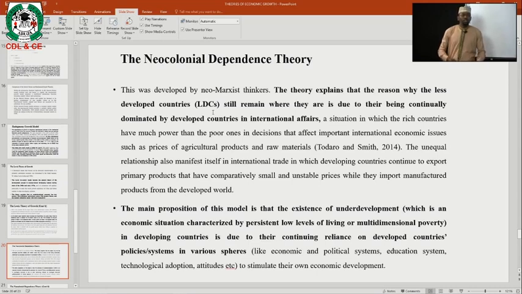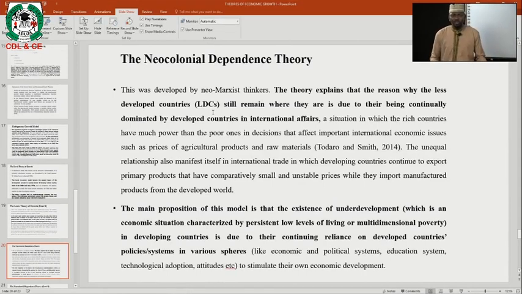being constantly dominated by the developed countries in international affairs, a situation in which the rich countries have much more power than the poor ones in decisions that affect important international economic issues such as the price of agricultural products and raw materials. You find in the current world, for example, a situation whereby there is much dependence on the advanced countries of the world, much dependence on them in terms of ideas, dependence on them in terms of how the institutions of less developed countries should be run, dependence on them in terms of their technique of production, dependence even in terms of education, depending on their own system.